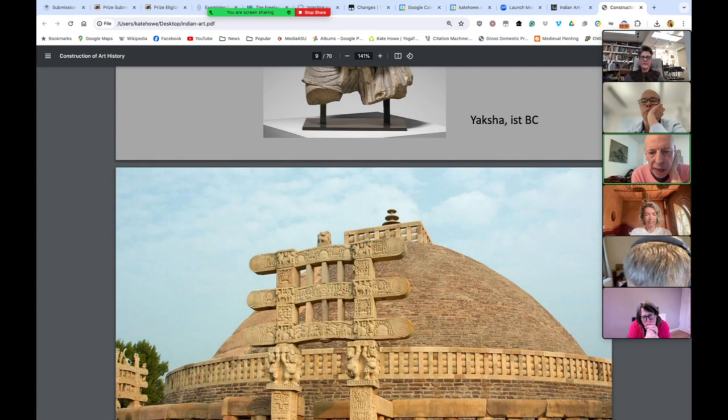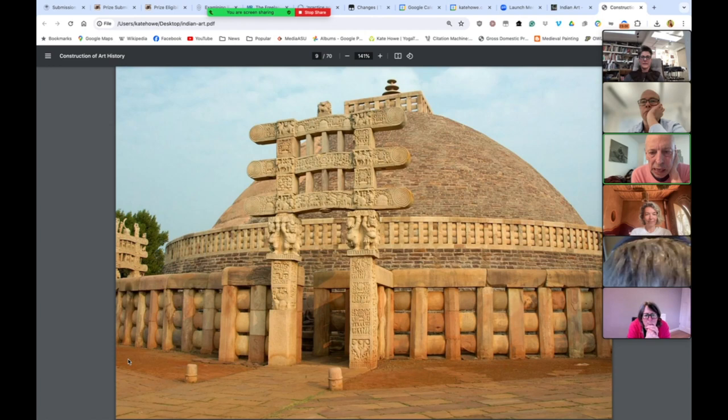This is a Shunga burial mound. There are four different directions, and you can see the sculptural figures around the gateways. They're called stupas. You can see on the top of the stupa is a parasol, which is a representation of the Buddhist form. So it's pre the representation of the Buddha. It's in Sanchi.